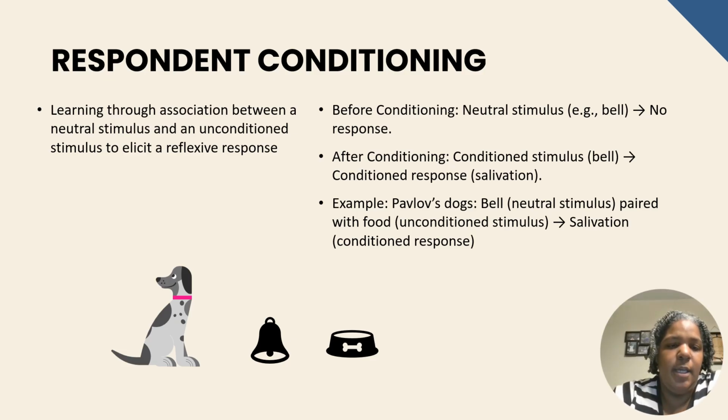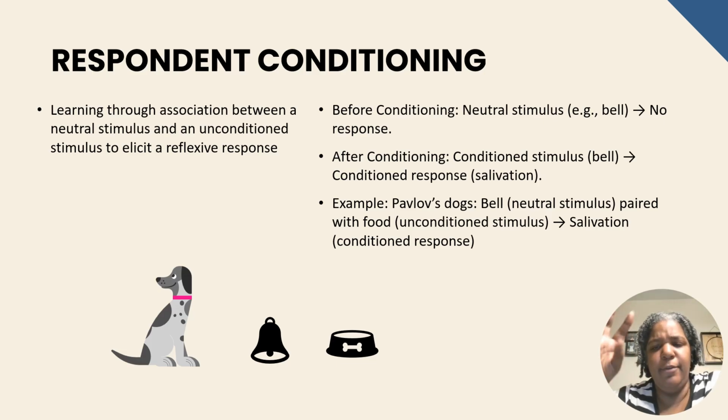Respondent conditioning is learned through association between a neutral stimulus and an unconditioned stimulus to elicit a reflexive response. You have to condition them in the beginning. You have a neutral stimulus, which would be the bell in reference to our picture. You have no response originally. After you've conditioned them, that stimulus, the bell, is conditioned to the response of salivation, because they hear the bell and they salivate.